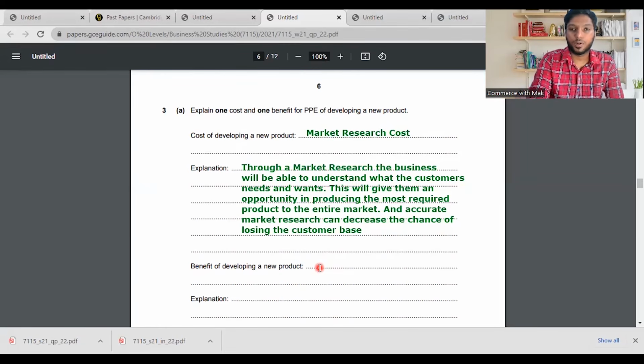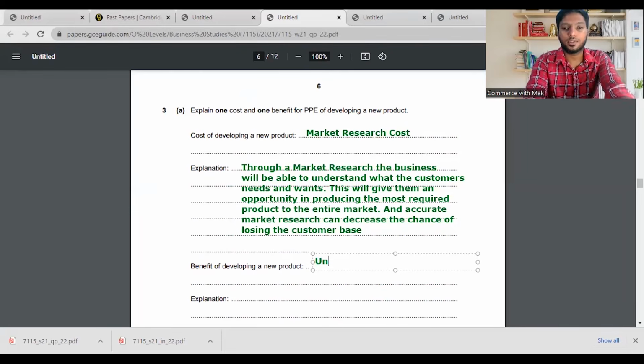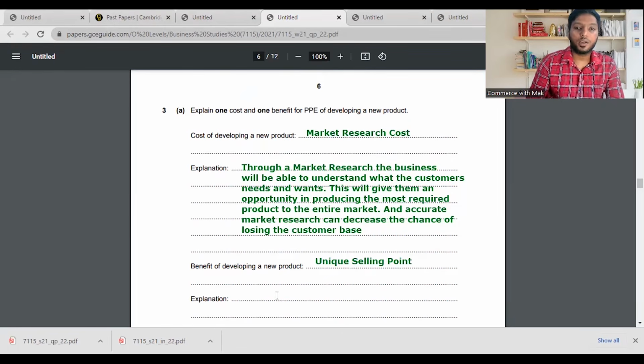Benefit of developing a new product. What is the benefit? So we'll write the benefit of a new product. I can write the good answer is unique selling point. When I say unique selling point, it's very easy to understand. If you develop a good product, you have a chance to say that you are different from your competitors. So that itself will give you a chance to make more business, because when you compare yourself with competitors, you are better and you are very innovative because you are a new product, and that will keep you diversified when it comes to your product, and that will reduce the chances of losing the market. So we'll write some points for this unique selling point. I'm going to erase the first one.